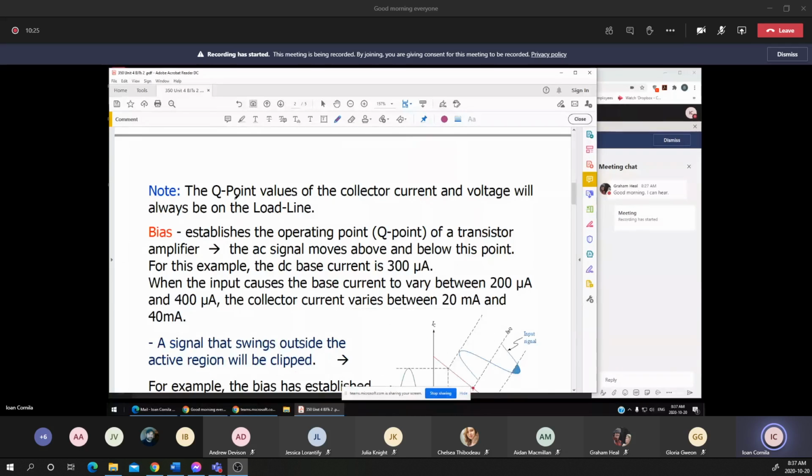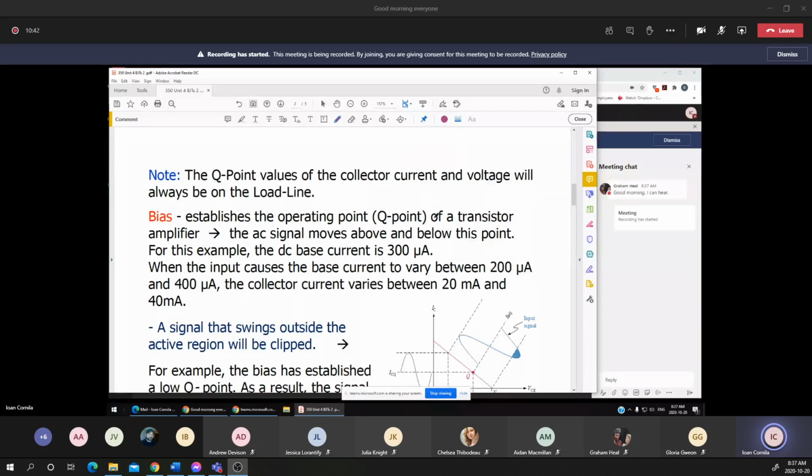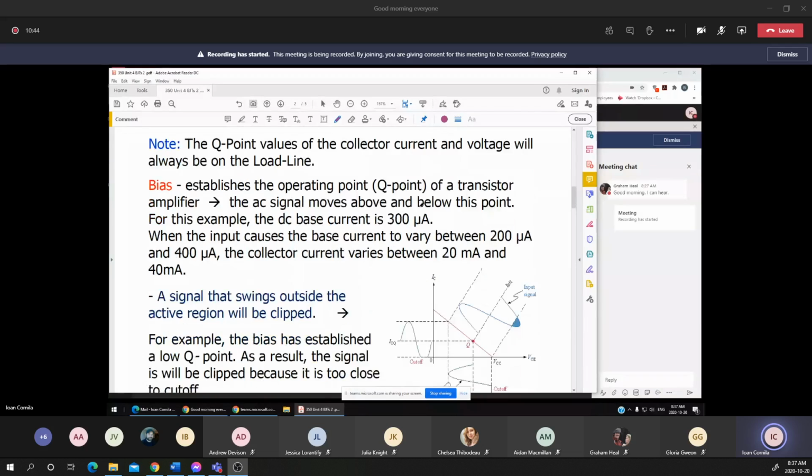Remember that those external components, external resistances, and the voltage source, or the DC voltage applied to the circuit, will determine or establish the operating point or the Q point.